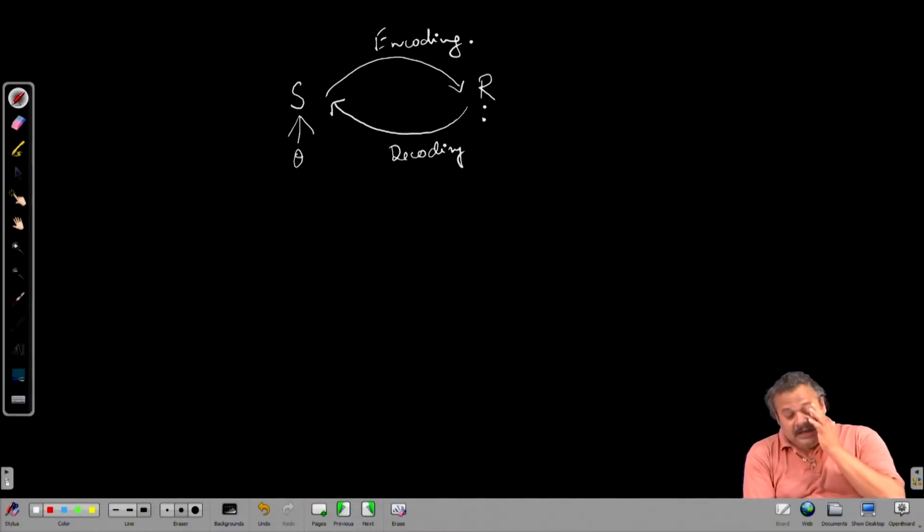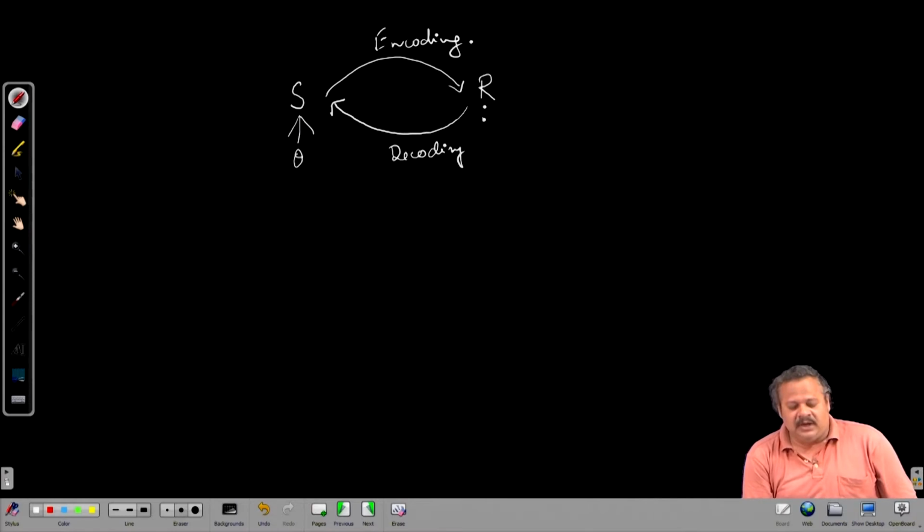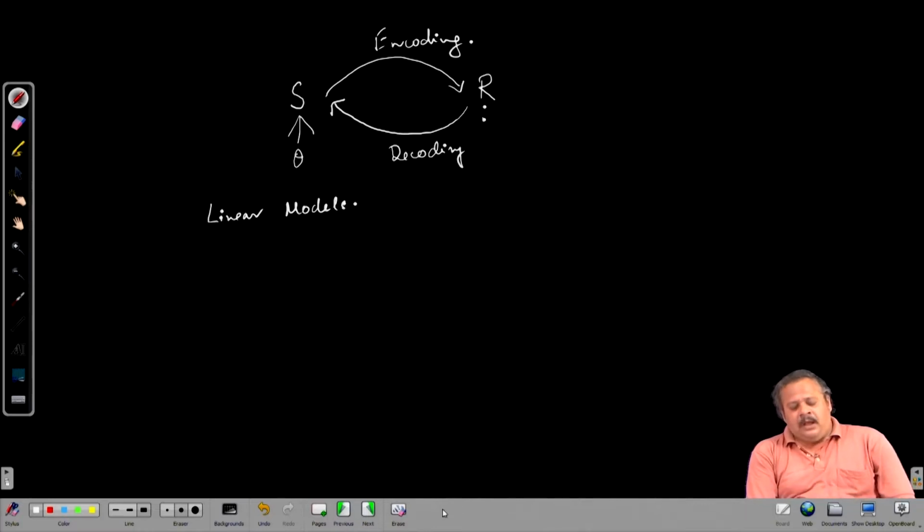can be approached in a number of ways, and the encoding problem also can be approached in a number of ways. And the most simple way in which we can look at the stimulus response relationship going from S to R is by using simple linear models, or linear time invariant models.